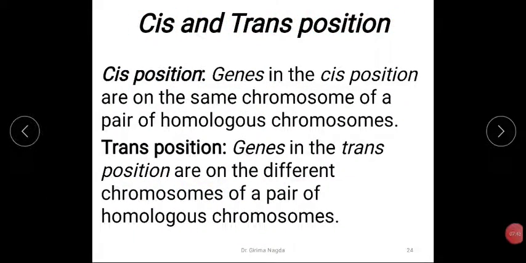Now many times you will come across words like cis and trans position. Cis position of the gene or trans position of the gene: when genes are present on the same chromosome of a homologous pair, they are said to be in the cis position. Genes in the cis position are on the same chromosome of a pair of homologous chromosomes. Trans position: when genes are on different chromosomes of a pair of homologous chromosomes, they are said to be in trans position.